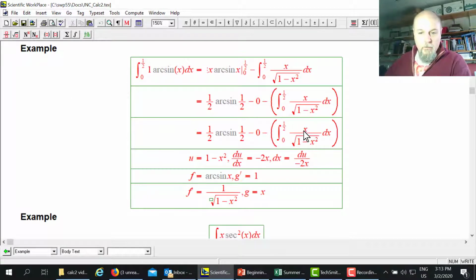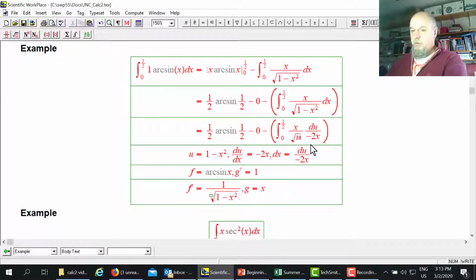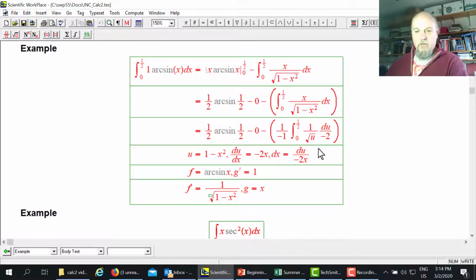This is why it's going to work, because this x is on the top. So I'm replacing this dx with du divided by minus 2x. I'm replacing what's underneath that square root sign with a u. This x and this x are going to cancel. And this minus a half can go all the way to the outside. In fact, I'm just going to work inside that square bracket right now. So let's just put that outside like that.